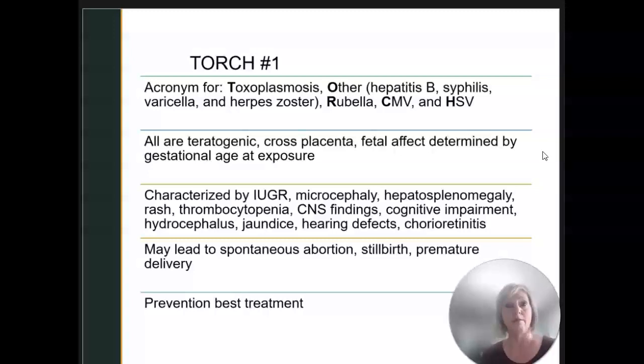Jaundice, which comes from the breakdown of the red blood cells, which kind of goes along with the thrombocytopenia. Hearing deficits. Chorioretinitis just means that sometimes these babies will be born blind. So there's a lot of things that can happen.